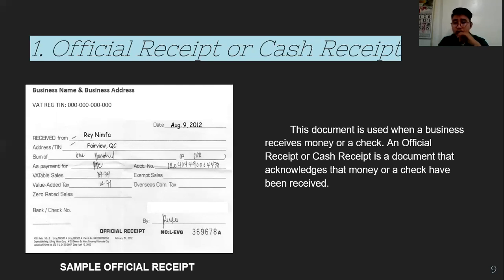So ito po isang dokumento na kung saan pinapakita na yung isang negosyo ay nakatanggap ng pera or ng isang cheque. Okay, so para magkaroon ng official receipt, isusulat natin kung kanino natin na-receive yung payment and yung address and the TIN number and also the date. It is very important.